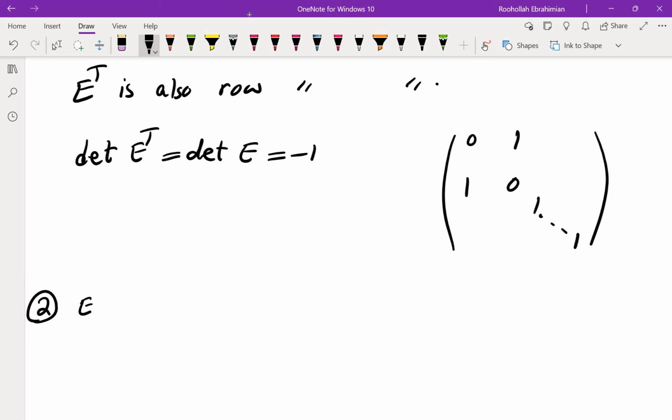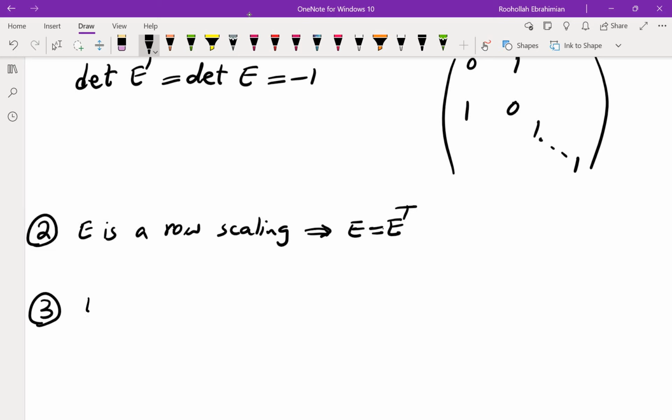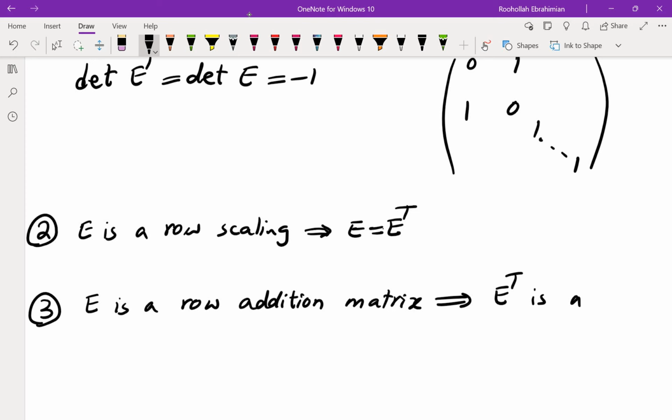The next one is if E is a row scaling. In that case, E and E transpose are the same. So again, the determinants are the same. And the third case is if E is a row addition matrix. If you take a row addition matrix, again, the transpose would be another row addition. So E transpose is also a row addition matrix. Not very difficult to see.